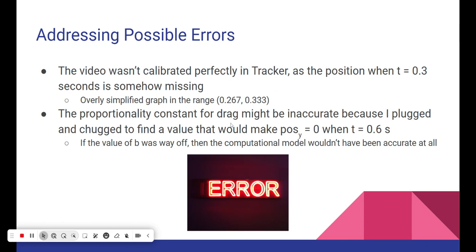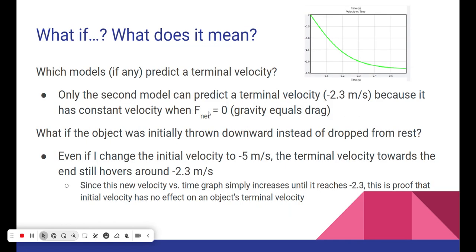For potential errors, the video wasn't calibrated that well in the tracker app, as the position when t equals 0.3 seconds is somehow just not there. So the graph is simplified in the range right before and after 0.3 seconds, and therefore it's a little bit jank there, I won't lie. The proportionality constant for drag is also a little bit inaccurate because I plugged and chugged to find a value that would make position y equal 0 when t equals 0.6 seconds. So it could have been wildly different or way off. In that case, if b was way off, then the computational model wouldn't have been accurate at all, and I would have had a very naive model in this lab. So I would need to know what B is to actually predict the real motion.